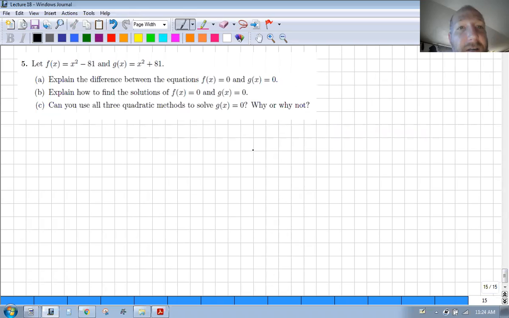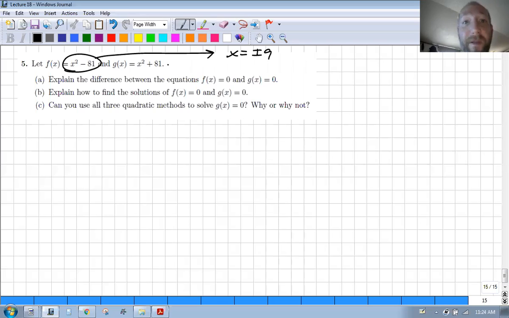All right, so we have an F and a G. Explain the difference between the two functions. All right, well, the first one, I can just look at it and tell you the answers are positive, negative 9 using the square root method. This one, the answers are positive, negative 9i. Because whenever you move this thing to the other side, when you set it equal to 0, you get a negative 81. So one of them has real solutions. The other one has imaginary solutions. So real versus imaginary solutions.